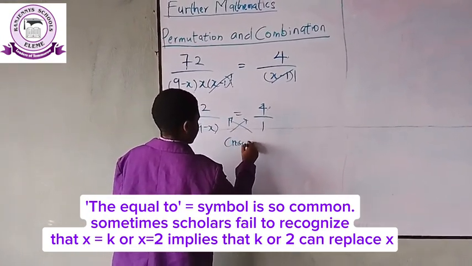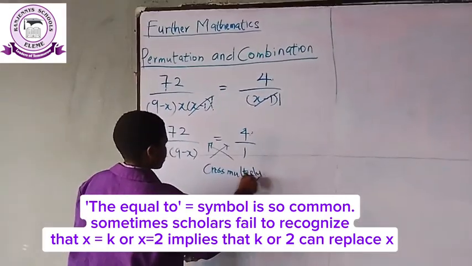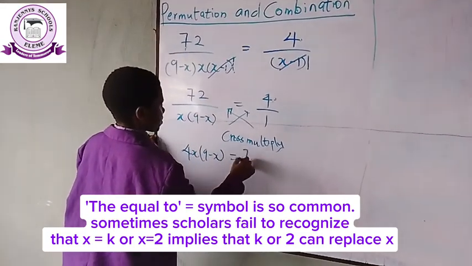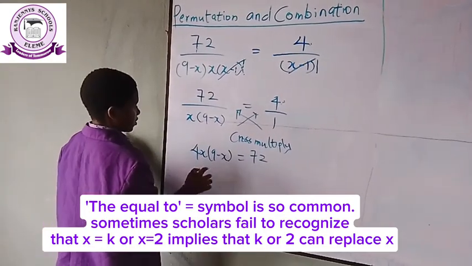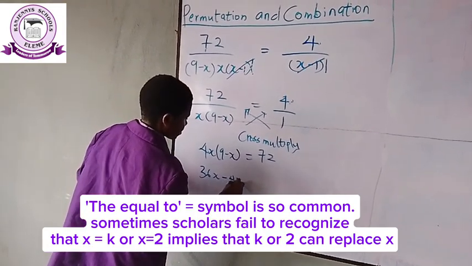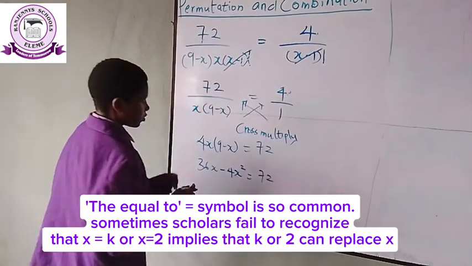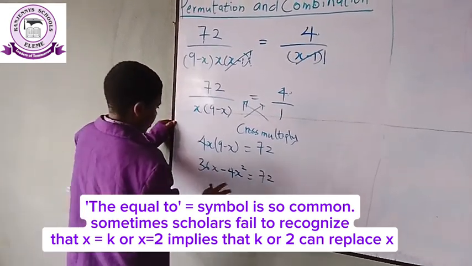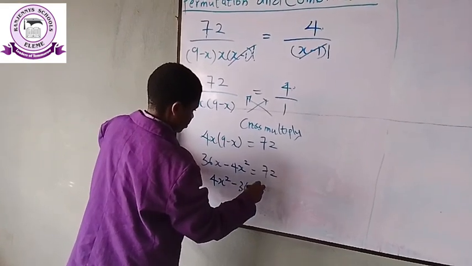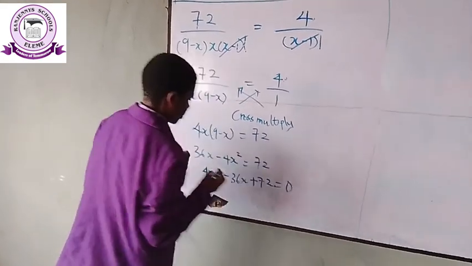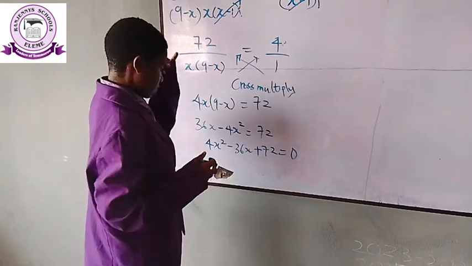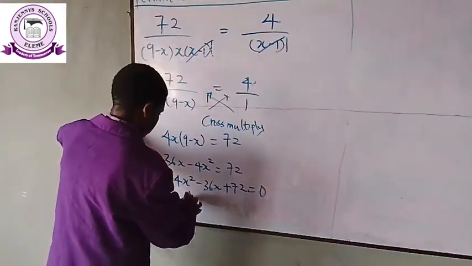They will cross multiply, and we are going to get 4x times 9 minus x equals 72. 4x times 9 is 36x and 4x times minus x is minus 4x squared, equals 72. I'm going to put this in the quadratic equation form, and that is 4x squared minus 36x plus 72 equals 0. So you can see that all the numbers here are multiples of 4. So I'm going to divide through by 4.